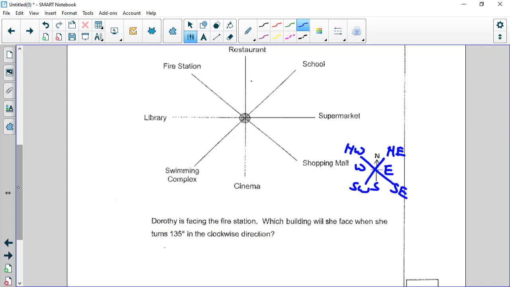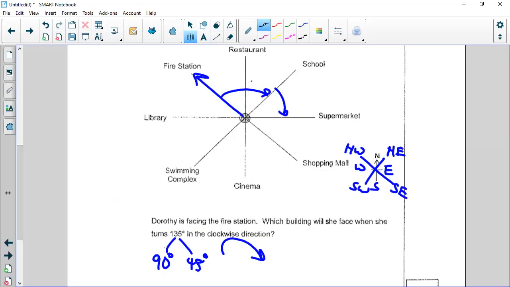Then read the question. Dorothy is facing the fire station. And which building will she face when she turns 135 degrees? Break up into smaller numbers, which is 90 and 45 in the clockwise. So you move clockwise, 90 and half a right angle, which is 45. So where will she be facing? She'll be facing the supermarket. So answer supermarket. Got it? Okay, let's go on to the next one.